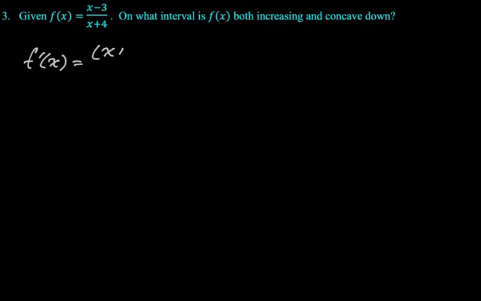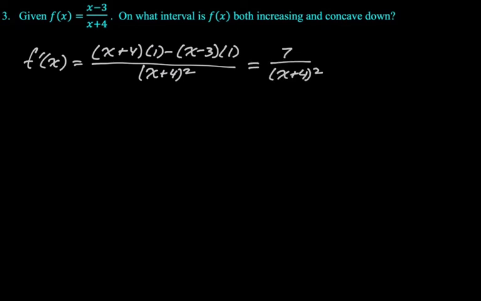While you watch that, the neat way to do it is to add and subtract 4 from the numerator. So you'll have x plus 4 minus 7. And then you have x plus 4 over x plus 4 is 1, and you have minus 7 over x plus 4. So you're really just finding the derivative of 1, which is 0, and the derivative of -7 over x plus 4, which is -7 times the quantity x plus 4 to the negative first. Power rule gives you positive 7, x plus 4 to the negative second. When we clean this up, we get 7 over x plus 4 squared.